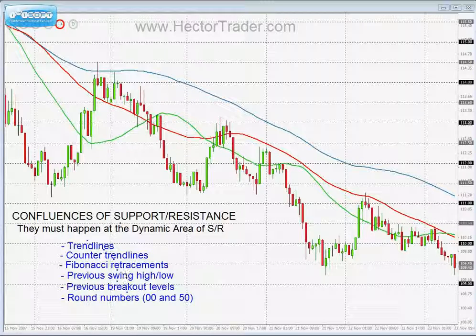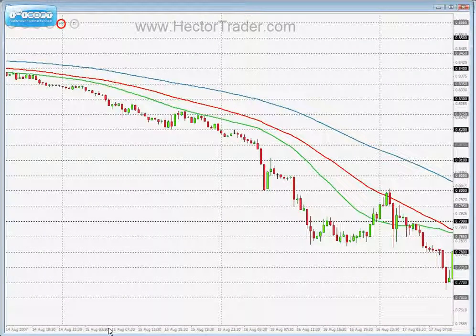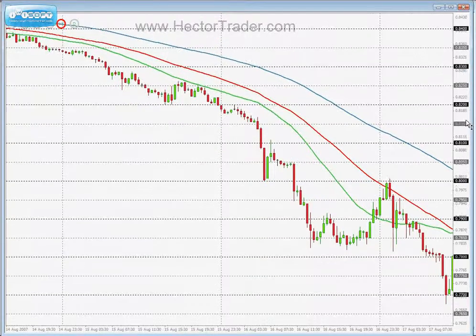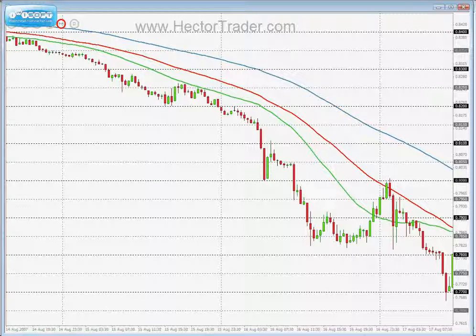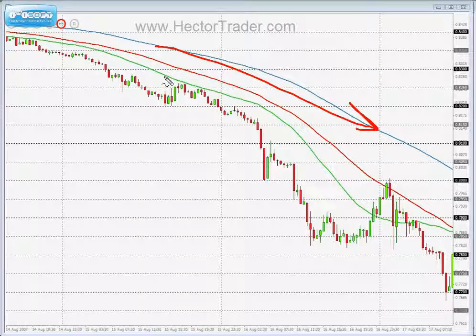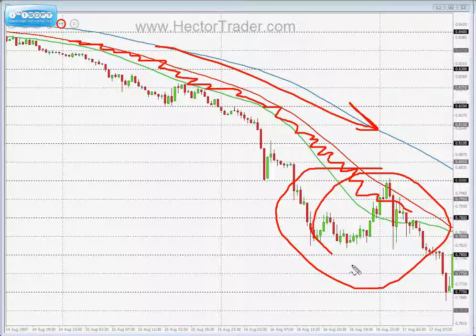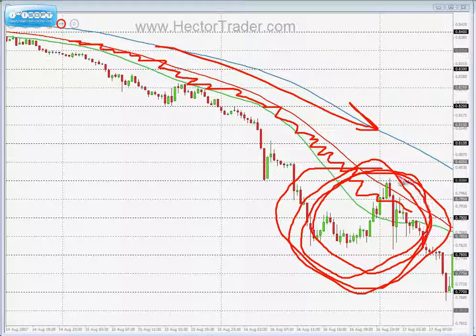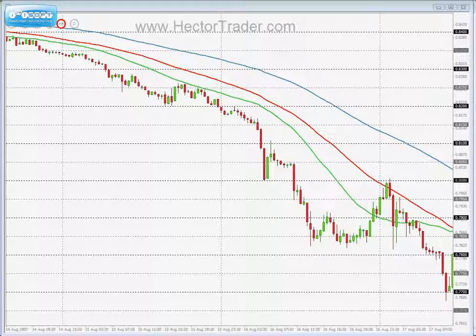Now I'm going to show you another example. In this case it is the Australian dollar against the American dollar, the Aussie, on the 30 minutes time frame. Well, it's basically the same thing. Nice downtrend, dynamic area of support and resistance coming around that area. Now we're going to be paying attention to this swing, by the way, guys. I want you to pay attention to this swing. We have a clear downtrend as per the moving averages, and therefore I want to pay attention to any possible bounce around this area.